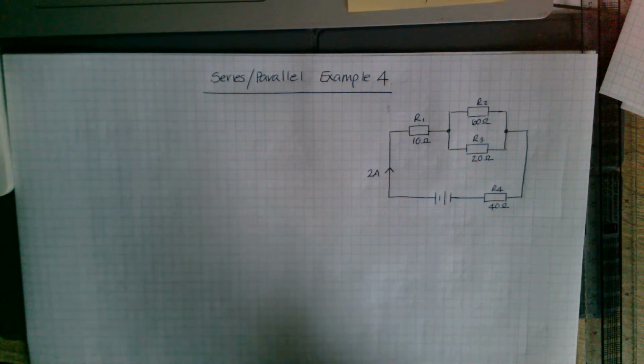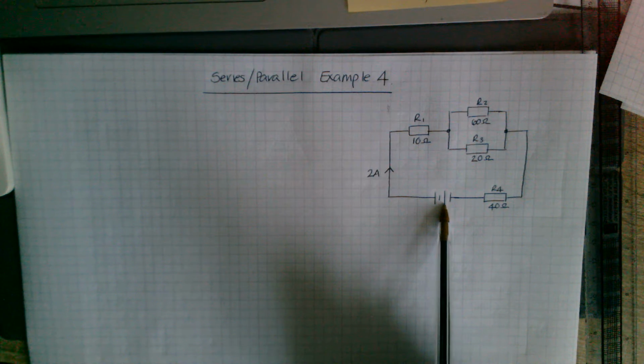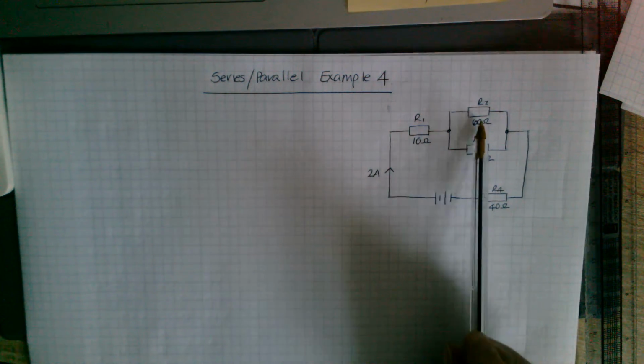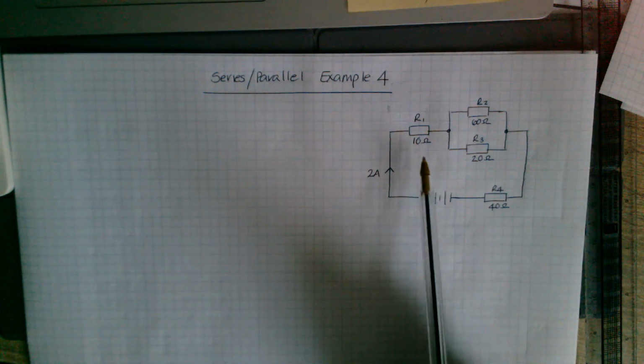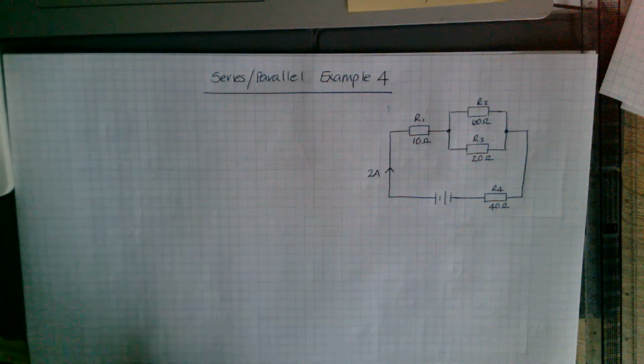Okay, so here's another example. So this time, you're not given a supply voltage. You are given a supply current and a value for R1, R2, R3 and R4. So R1's 10, R2's 60, R3's 20 and R4's 40.